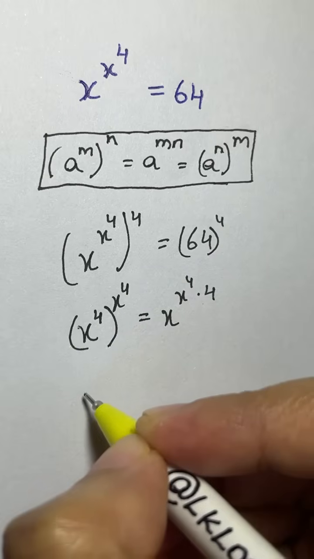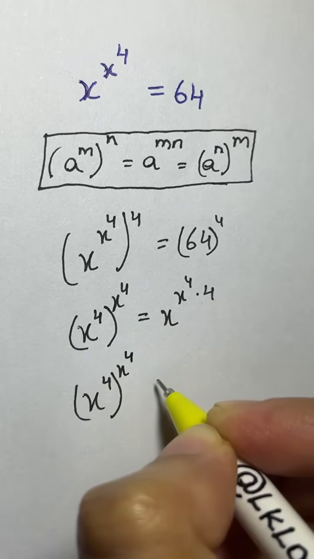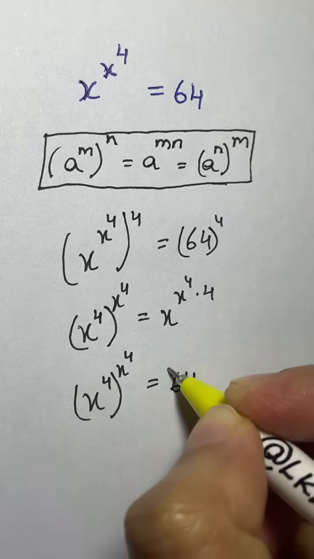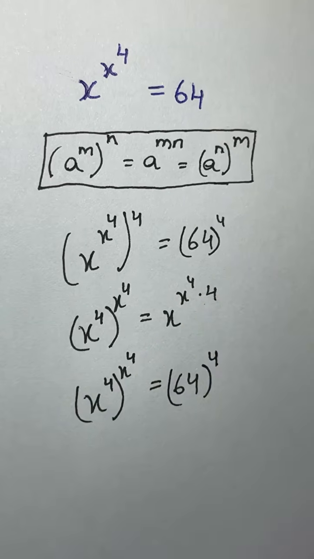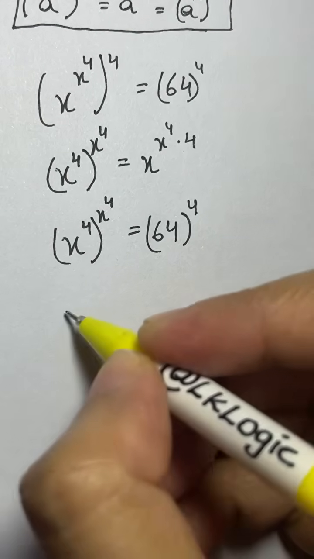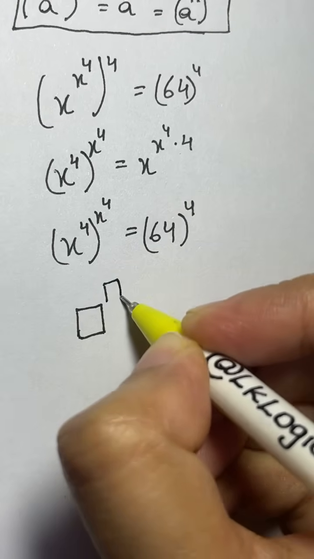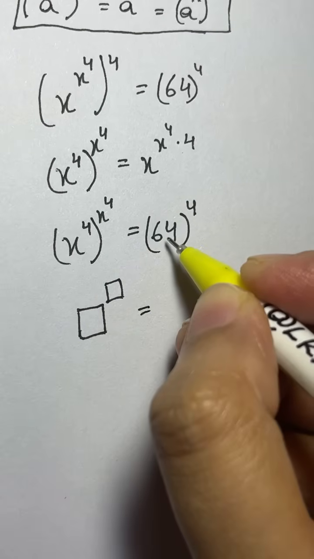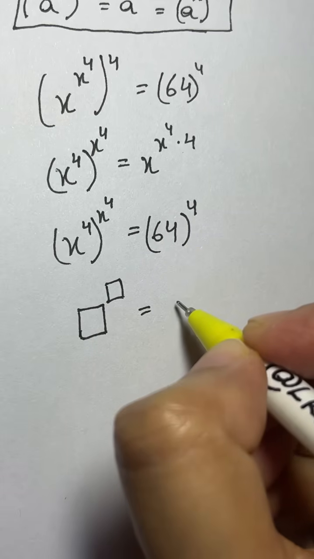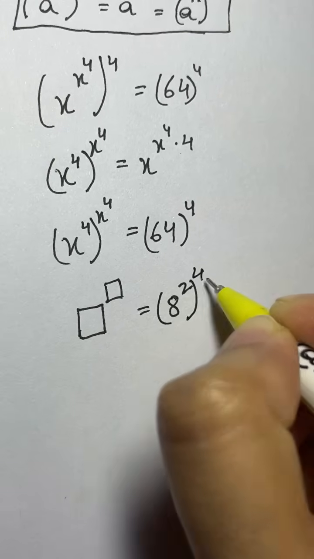Now this x to the power of 4 whole to the power of x to the power of 4 is equal to 64 to the power of 4. I'm going to write that down: 64 to the power of 4. Here we have a base as something to the power of something. Now let's see, 64 can also be written as 8 squared. It's really simple: 8 times 8 is 64. So we can write it as 8 squared whole to the power of 4.